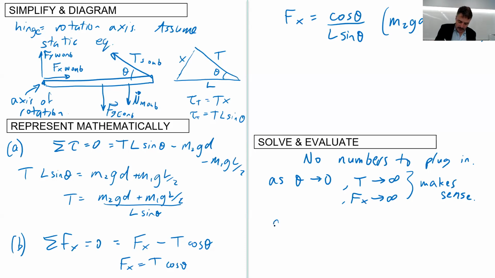And then another thing I could say is that as M1 and M2 increase, and all the other things are kept the same, the tension and Fx increase. So that makes sense too, because those are on the top.